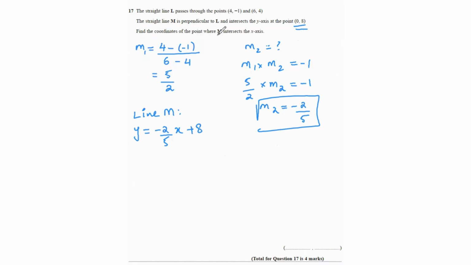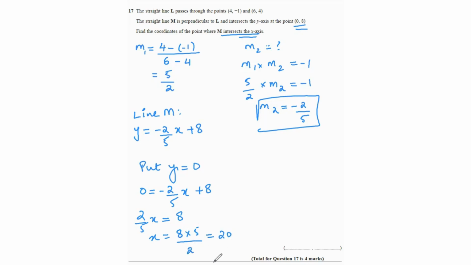We have to find the coordinates of the point where M intersects the x-axis. So we put y equals 0 because you're asking for the x-intercept. When it intersects the x-axis, that means y is 0. So 0 equals -2/5x plus 8. 2/5x equals 8. x is going to be 8 times 5/2, which equals 20. So x is 20 and y is 0. That is the coordinate of the point where M intersects the x-axis.